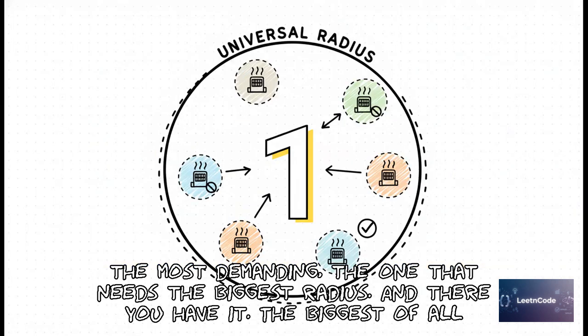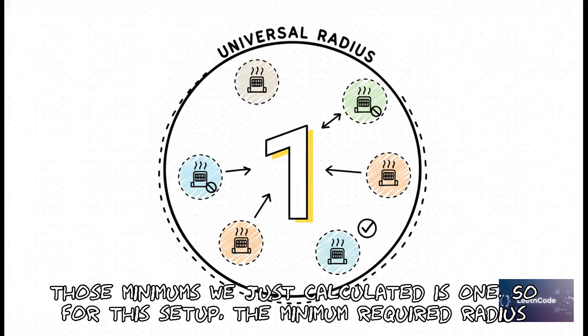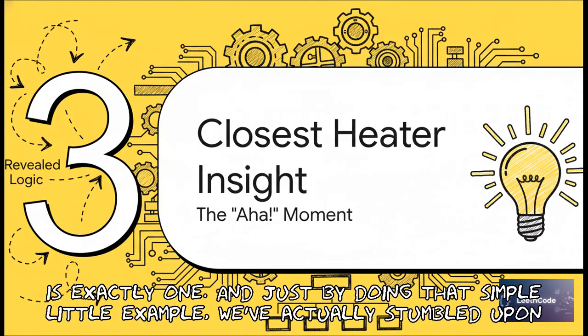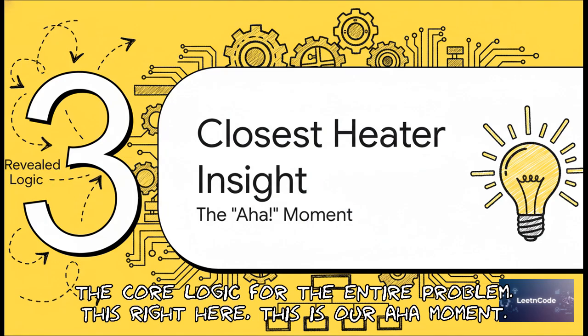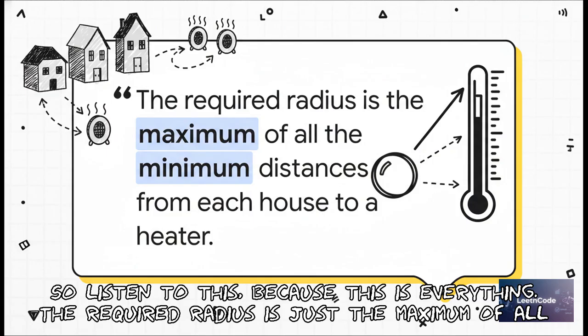And there you have it. The biggest of all those minimums we just calculated is 1. So for this setup, the minimum required radius is exactly 1. And just by doing that simple little example, we've actually stumbled upon the core logic for the entire problem. This right here, this is our aha moment. So listen to this, because this is everything.